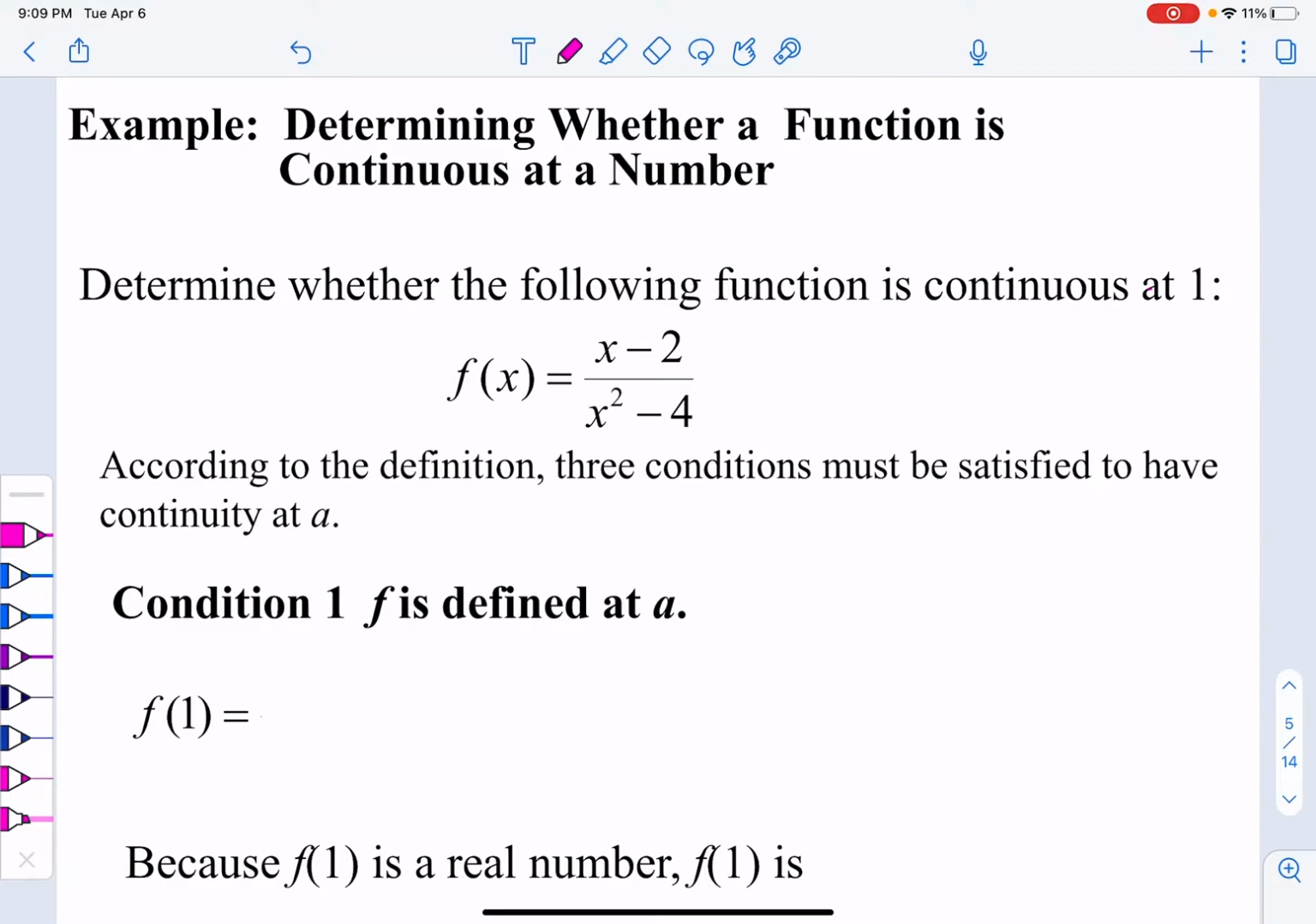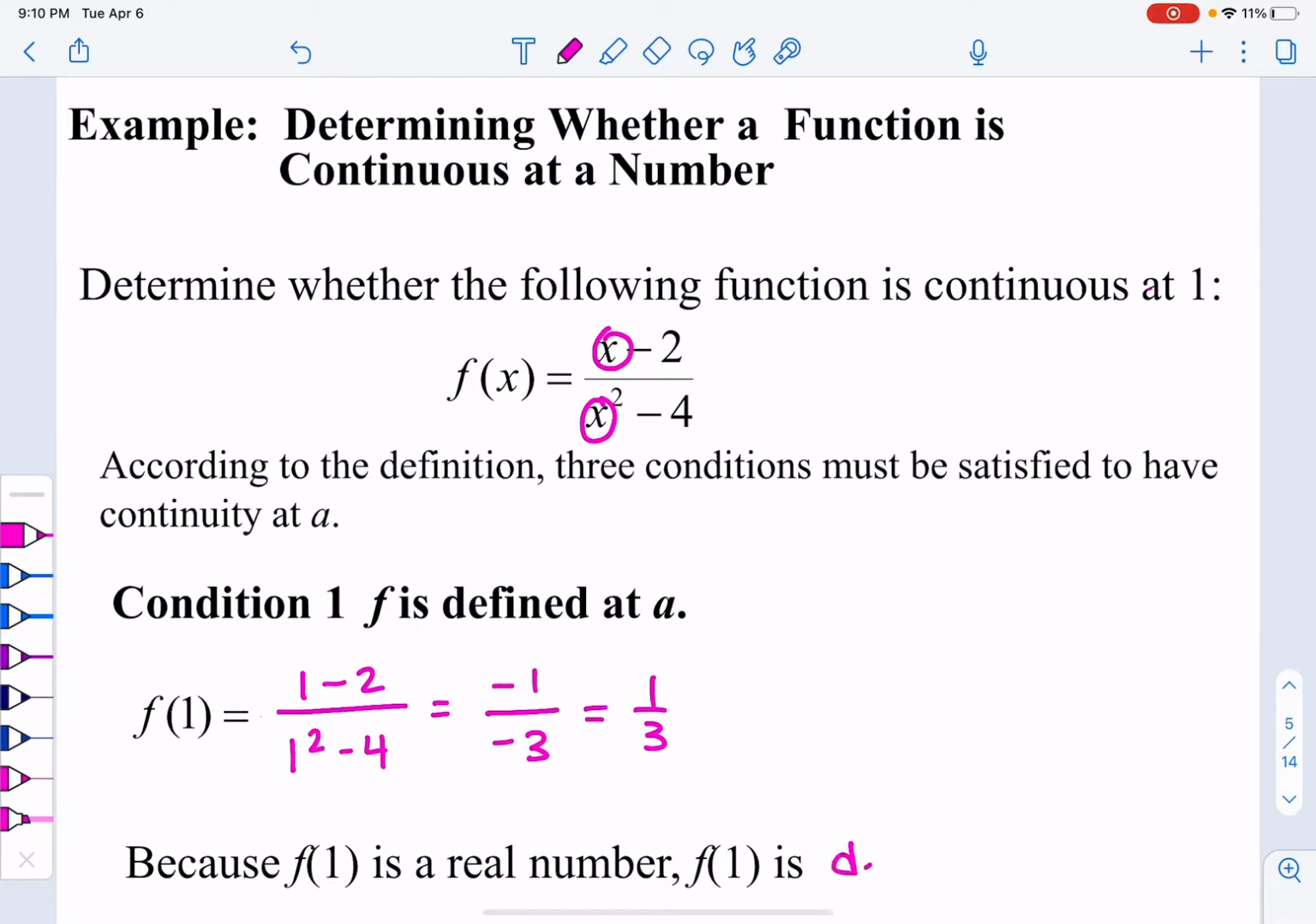So if I take 1 and I plug it into my function, we're going to take 1 minus 2 and then divide by 1 squared minus 4. All I did is I plugged in for my x values. I plugged that number 1 in. If I simplify that down, 1 minus 2 on the top is a negative 1, and 1 squared is 1, take away 4 is a negative 3, and a negative 1 divided by a negative 3 is a positive 1/3. I don't have an undefined answer, which means that this is defined. Step number 1, it has to be defined at a.